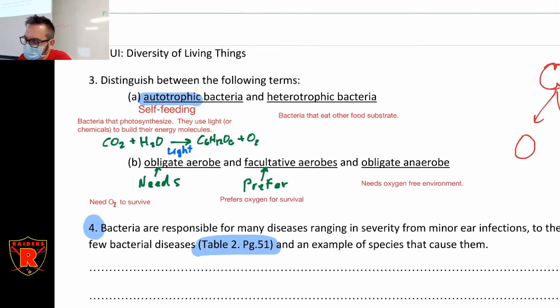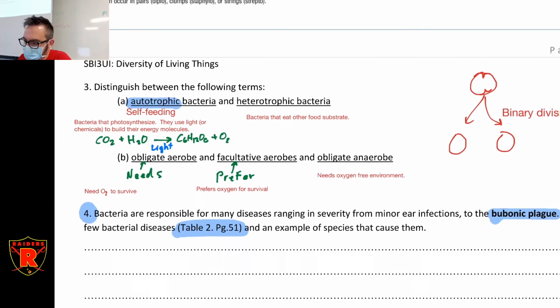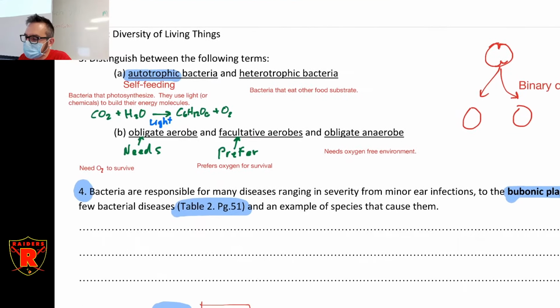All right, this little part I'm going to get you to do on your own. We'll come back to this later, but I'm going to get you to just look at some examples of some bacterial diseases. They're on page 51 in your text. There are a number of bacterial pathogens.